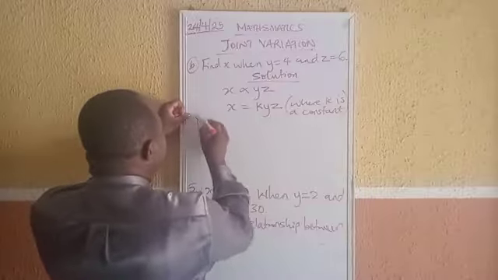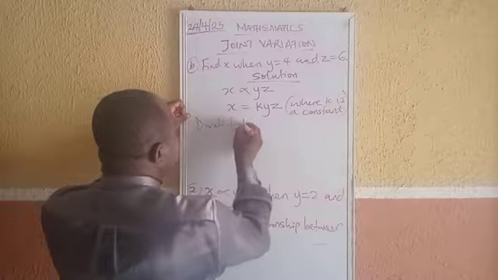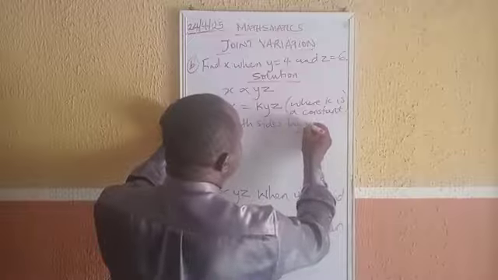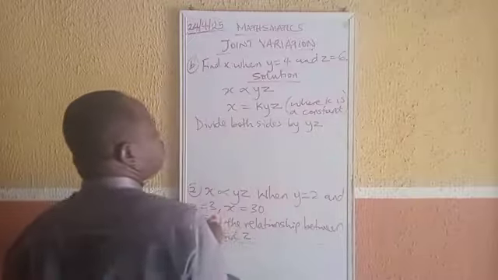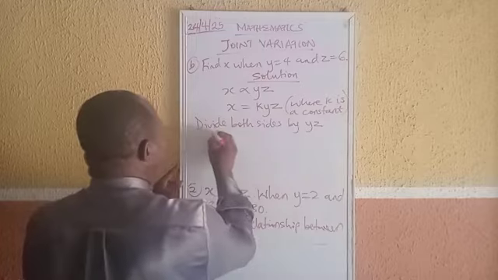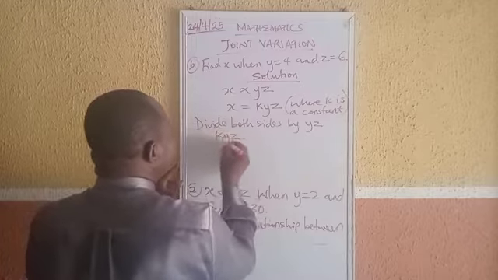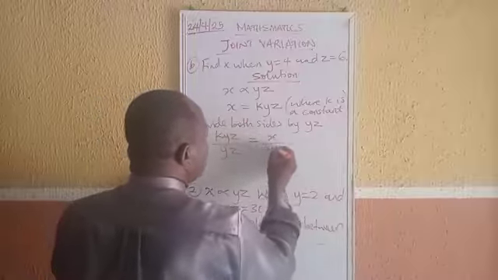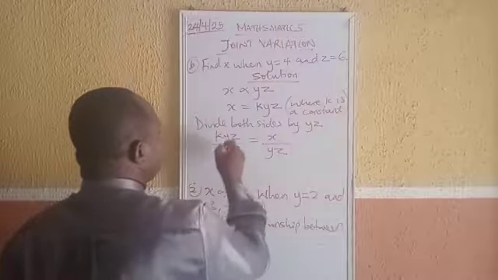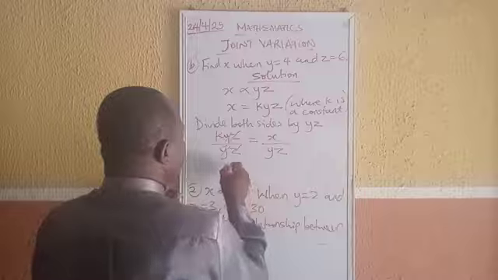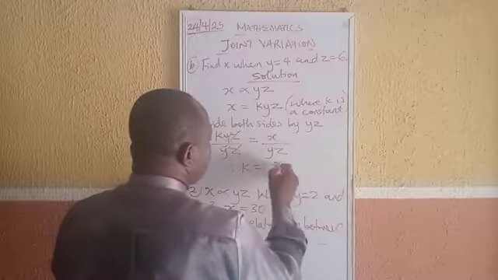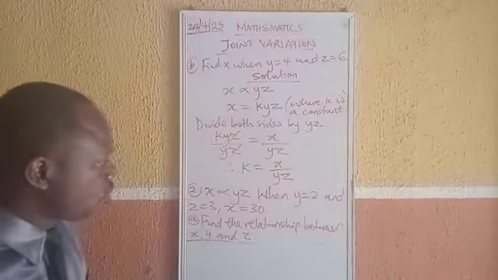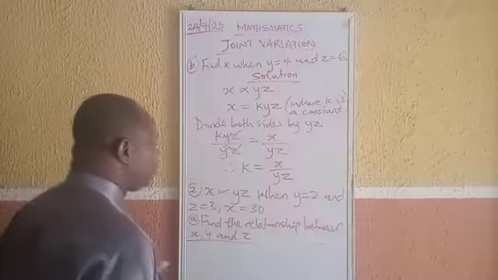So look for k from here. We divide both sides by yz. So now we have kyz over yz equals x over yz. The y will cancel y, and z will cancel z. We therefore have k equals x over yz. So we have made k the subject of the formula now.